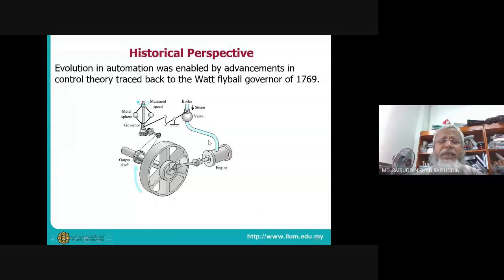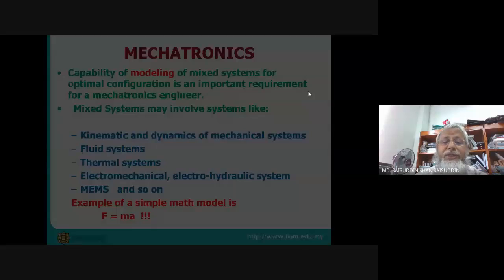So this is an example of a prehistoric control system. Here there was no electrical system, but they used to control speeds. So this is known as the Watt's fly ball governor. So you can see it is dated back to 1769. So almost 300 years ago.